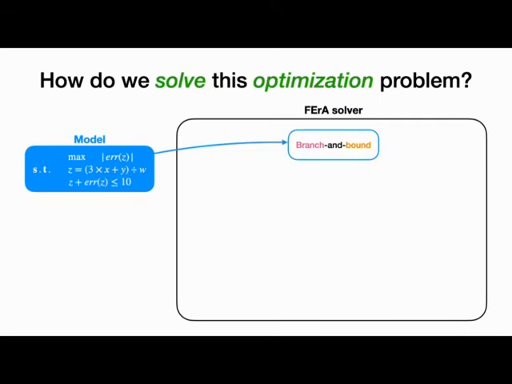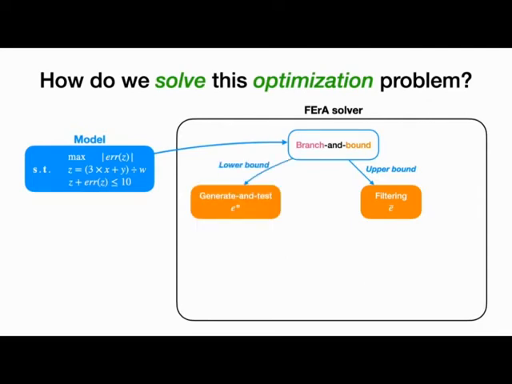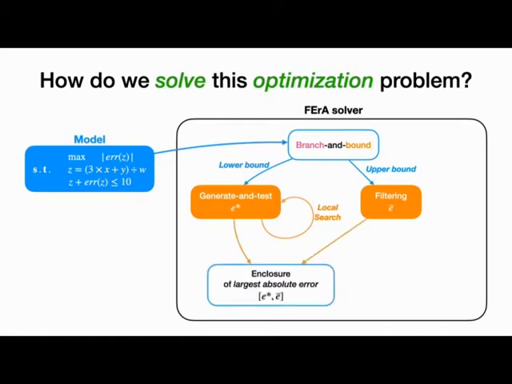This algorithm can be divided in two parts, the bounding and the branching. For the bounding part, we first compute an upper bound, which is the over-approximation of our enclosure, with our constraint filtering. We'll also compute the lower bound, which is the under-approximation, with a generate and test. We'll randomly instantiate variables to make sure the error is reachable. We'll also use a local search to explore the search space and try improving the computed lower bound. Once both bounds are computed, we now have an enclosure of the largest absolute error.